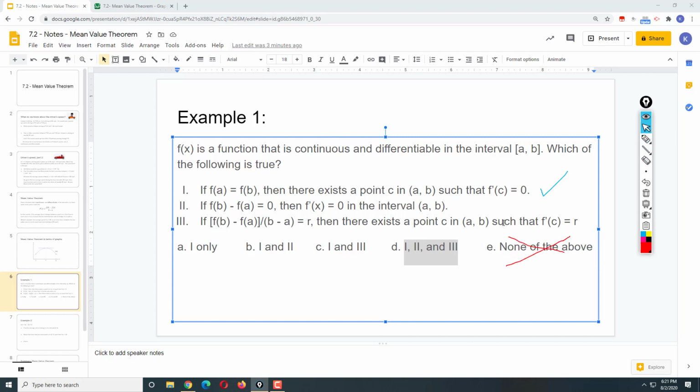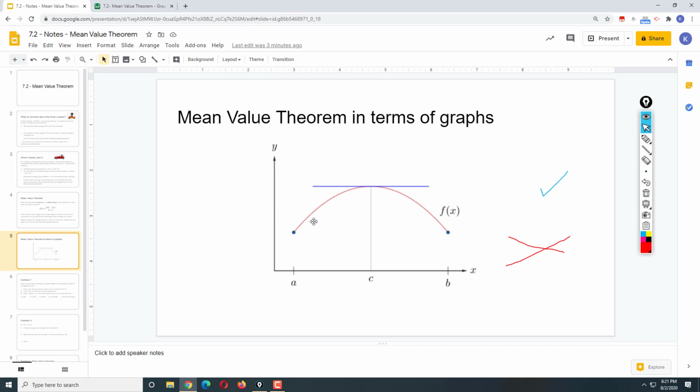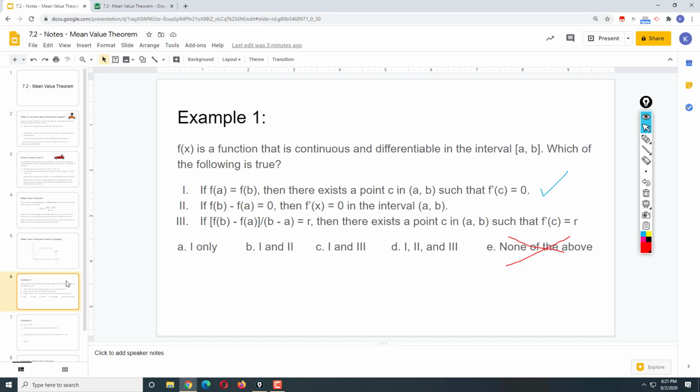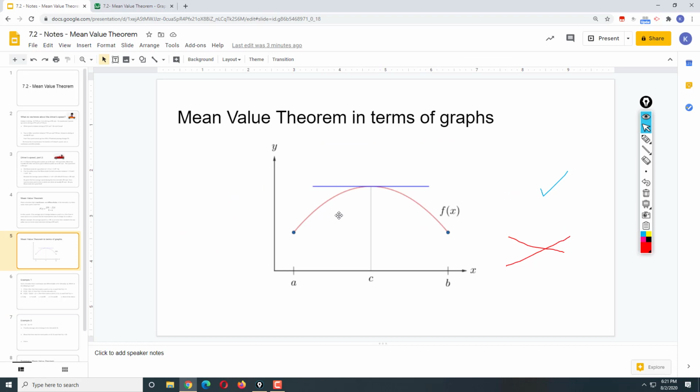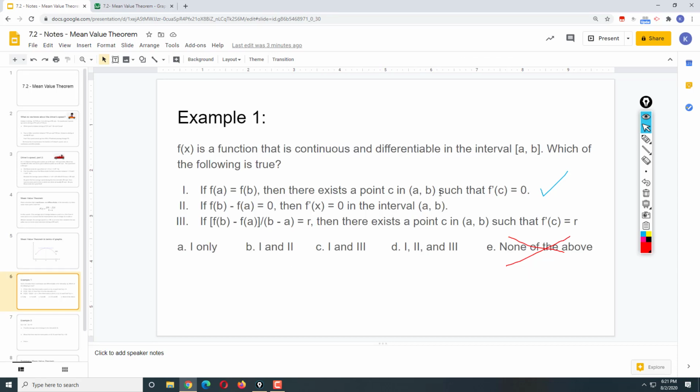Okay, statement 2. If FB minus FA equals 0, then f prime of x equals 0 in the interval AB. This looks similar to statement A. FB minus FA equals 0 just means, once again, the average rate of change has to be 0. But be careful, it says f prime of x equals 0 in the interval AB. That means that the slope is 0 everywhere in that interval. And we know that's not true.